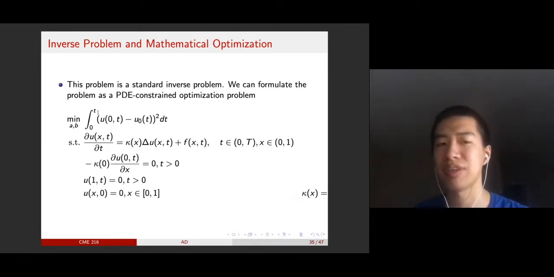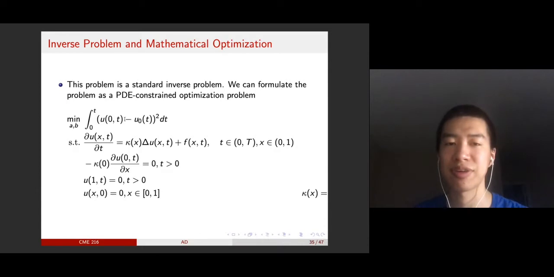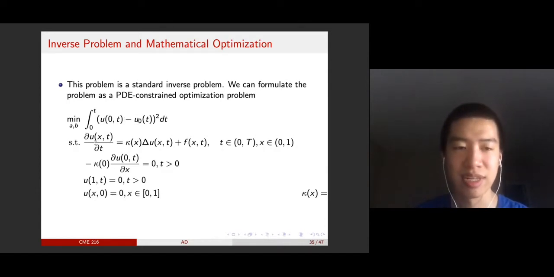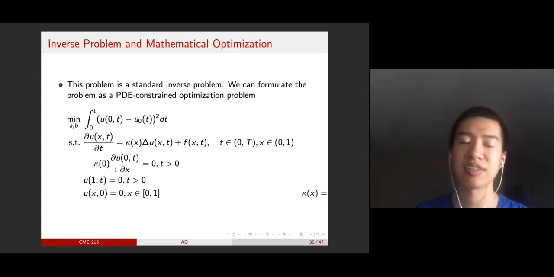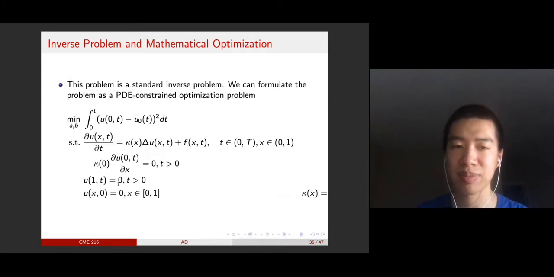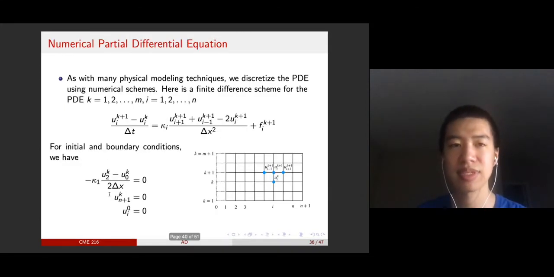You can just do the integral over time, or in the discrete formulation, you can just do least squares, the square sum of the discrepancies, and also the constraints. And the constraints is actually the PDE. I just copied the PDE here, and this is the standard PDE constraint optimization problem, where you minimize the objective function with the PDE as the constraint. So how can we solve that?